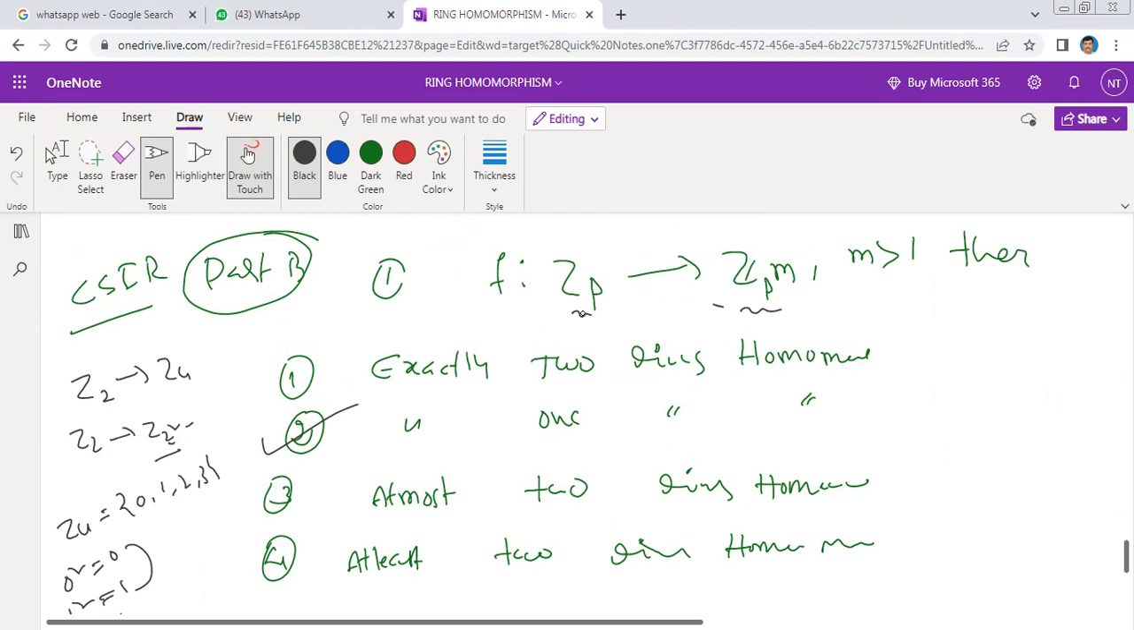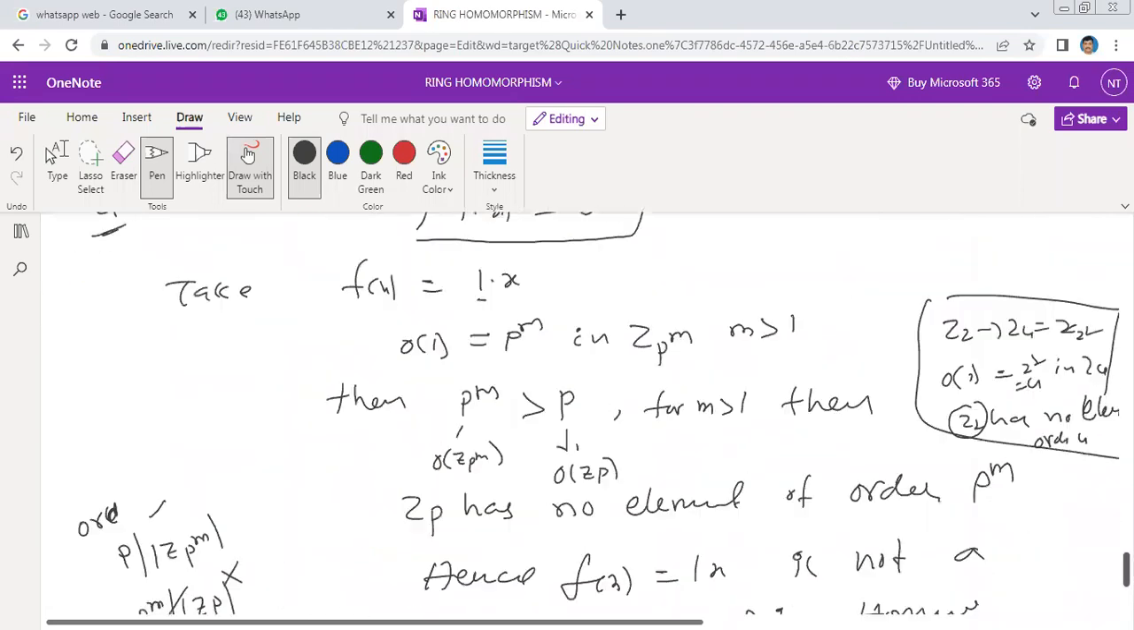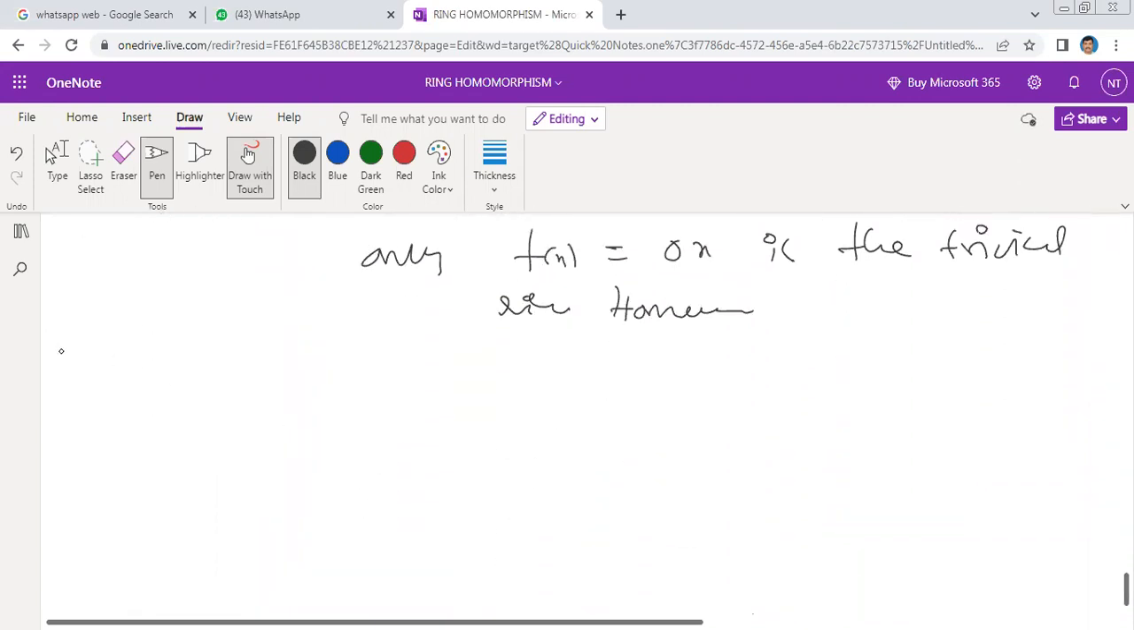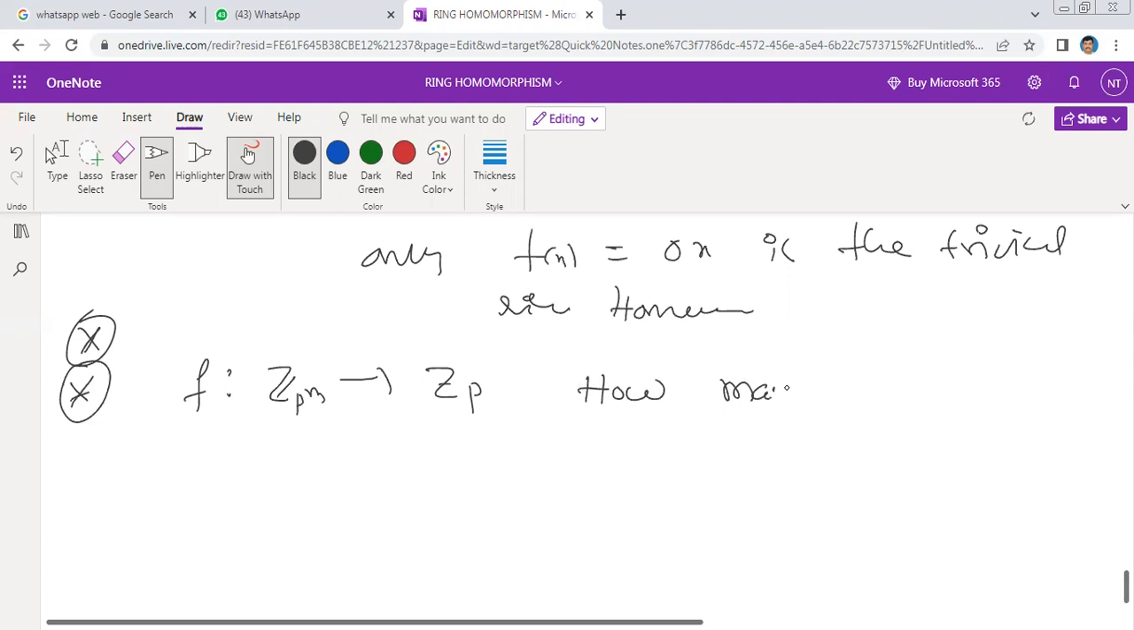My question is, if I change the domain and codomain, why does it fail? Here it failed because of this. Now if I change it, can you say anything? This is another important question. Suppose my mapping is reversed, from Z_p power m to Z_p. How many ring homomorphisms are there?